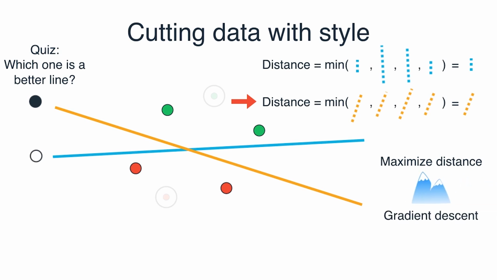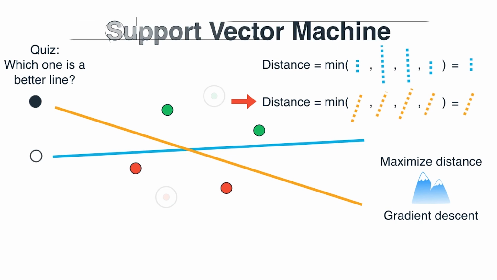There are also other methods we can use, which we will learn during the class. This method is called a support vector machine. The word support comes from the fact that the points close to the boundary are called a support.